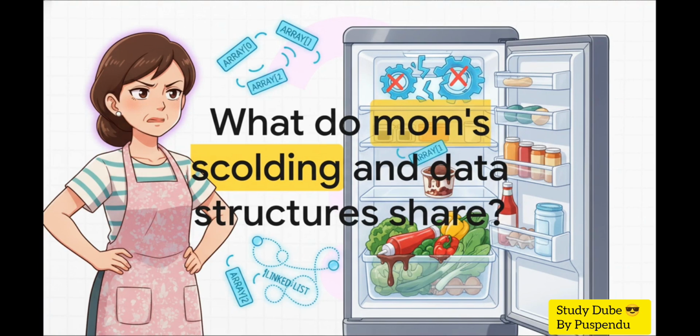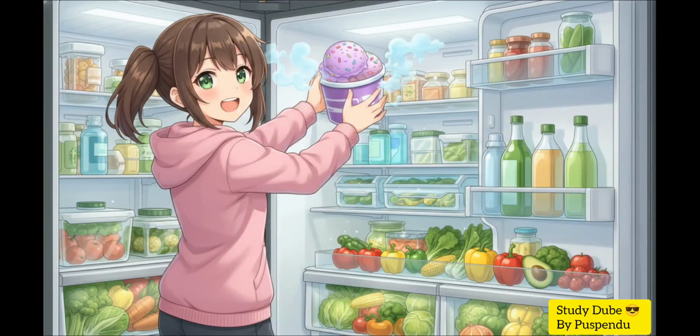Okay, so what do mom scolding and data structures have in common? Imagine walking into your kitchen, opening up the fridge, and just shoving a ketchup bottle right into the crisper drawer with the veggies, or leaving a tub of ice cream on the bottom shelf. You're absolutely getting scolded for that. And why? Well, because you didn't follow the system. Everything has its proper place. And that perfectly illustrates our core concept.